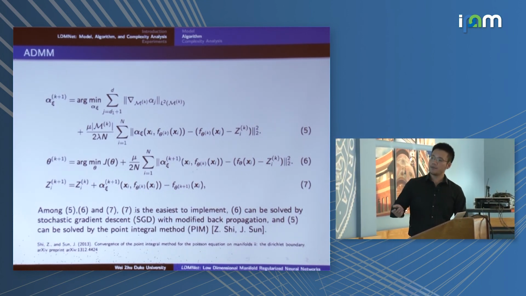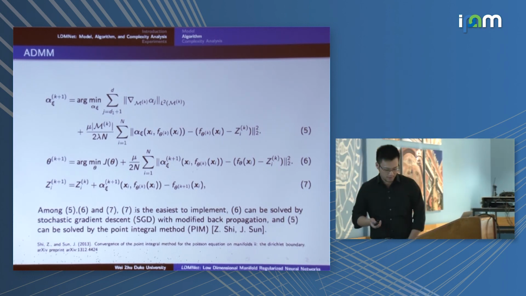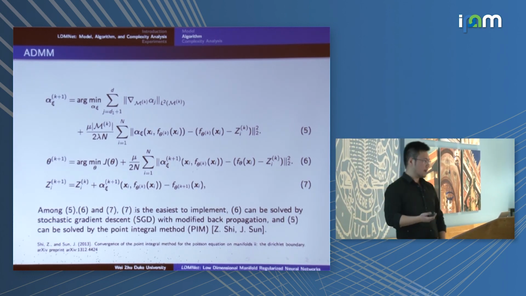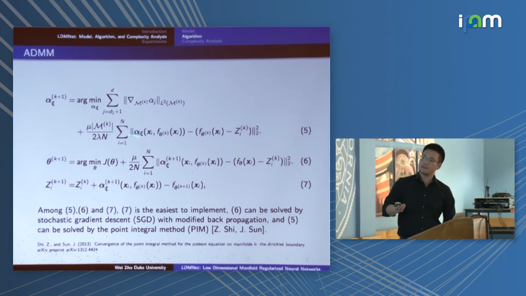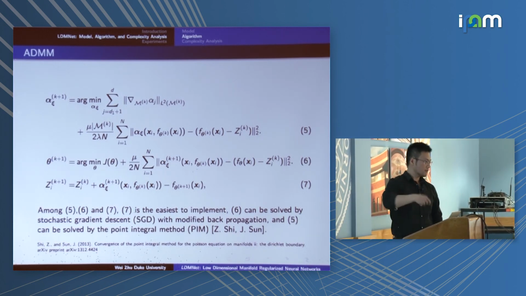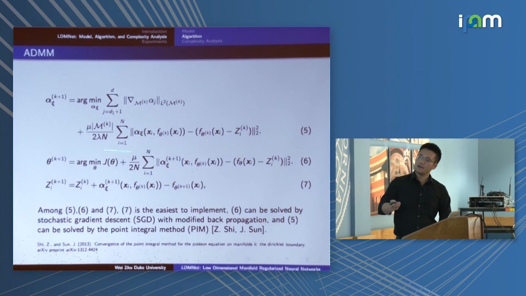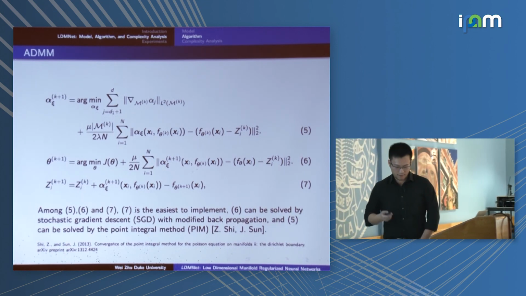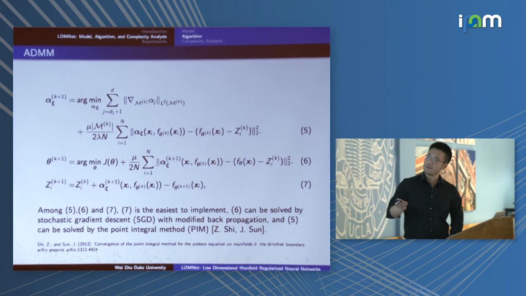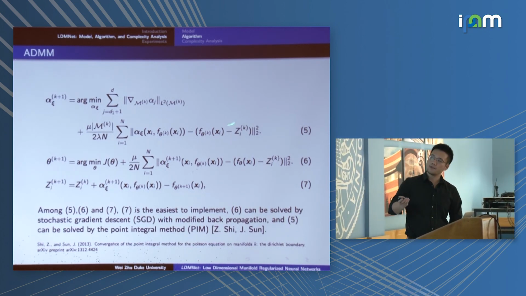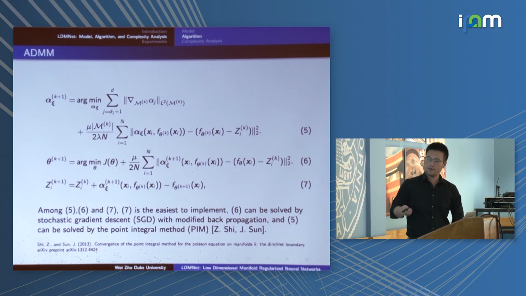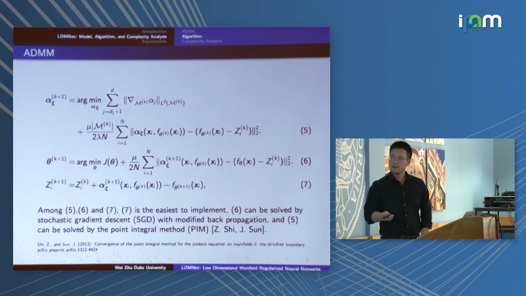The second one can be implemented by solving a stochastic gradient descent with modified backpropagation, because we know how to backpropagate J theta. Usually, given a network structure, you know how to backpropagate it. But this term, you need to incorporate into the gradient. And the alpha update is solving an energy functional that involves a Dirichlet energy on the manifold. This can be solved using the point integral method, which was devised by Zuoqiang Shi from Tsinghua University.